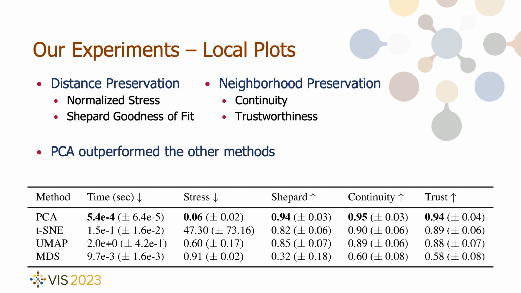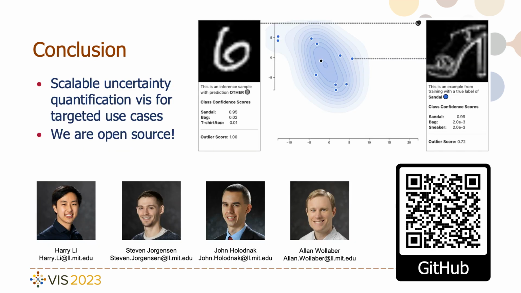Briefly back to why we chose PCA. In several experiments, we compared principal component analysis, t-SNE, UMAP, and multidimensional scaling, and quantitatively measured their distance and neighborhood preservation metrics. In the end, PCA outperformed all the other methods in all metrics, including computation time, and we talk about this more in depth in the paper.